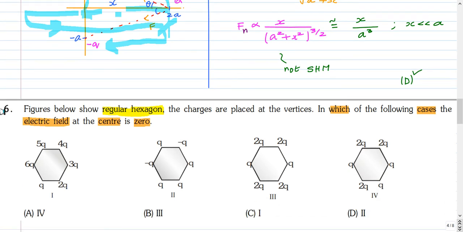This is the next question. Figure below shows a regular hexagon. The charges are placed at the vertices. In which of the following cases is the electric field at the center 0? 4 configurations are given. You can pause the video and attempt this question.